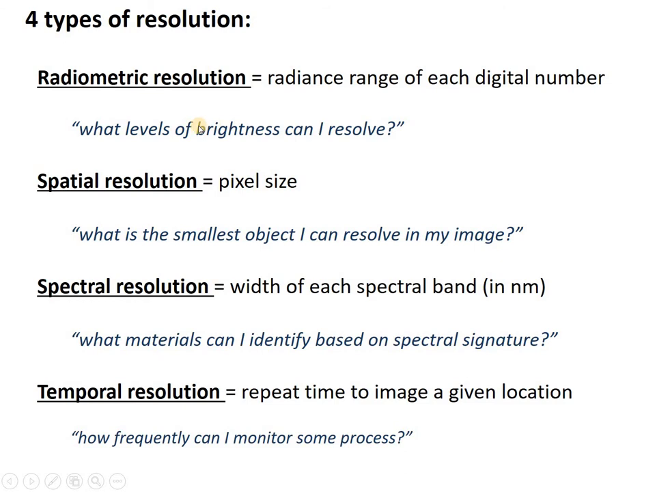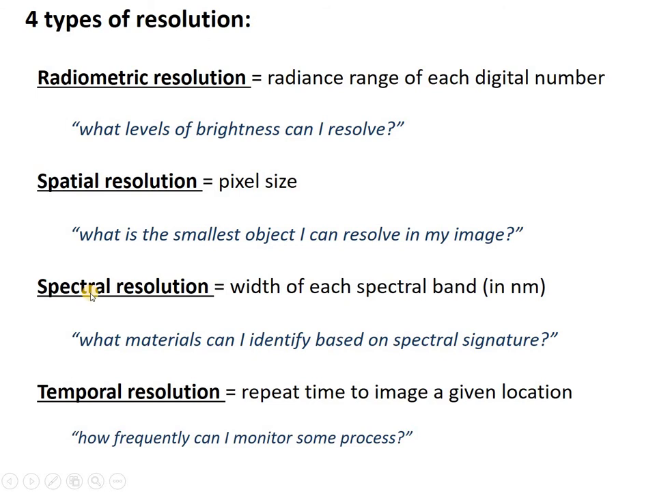that increment of brightness. Then we have spatial resolution, essentially the pixel size of the image. Really amounts to what is the smallest object I can resolve in my image, right? Smaller pixels are going to let us resolve smaller things.